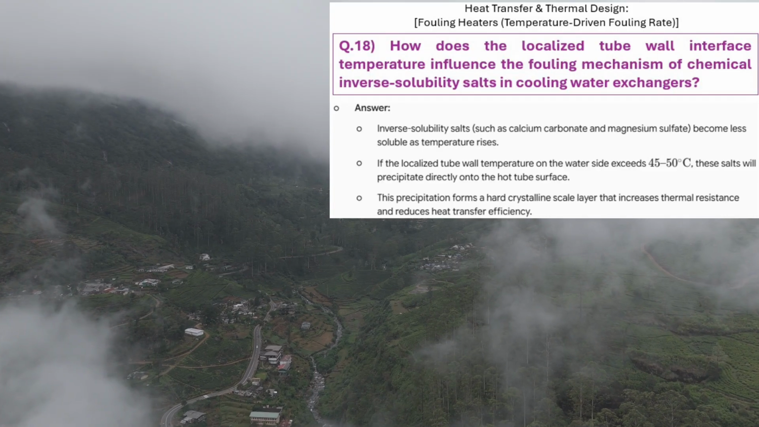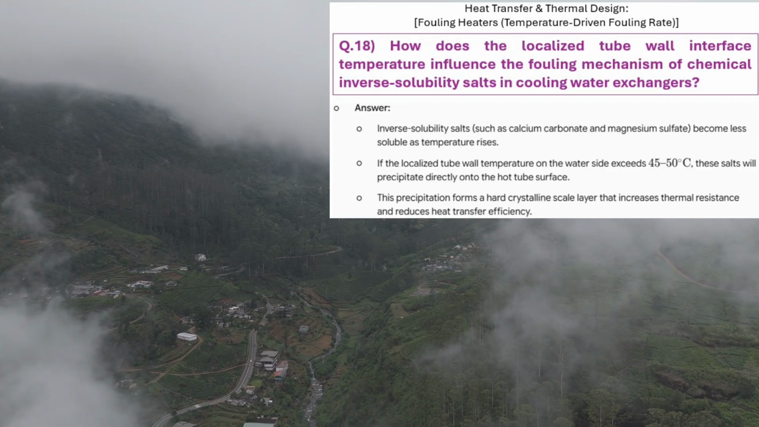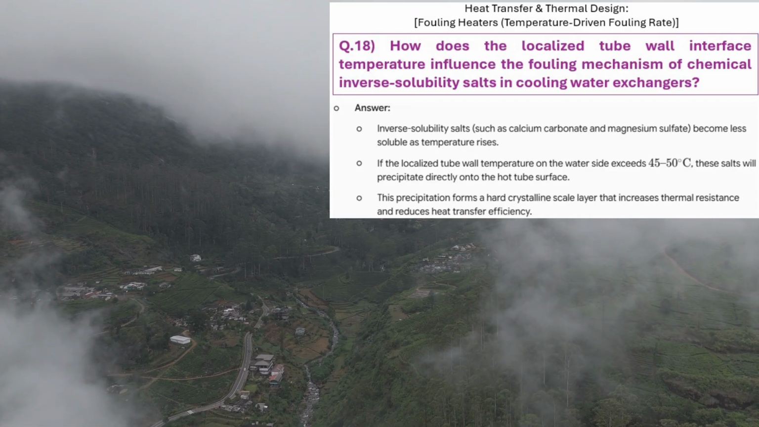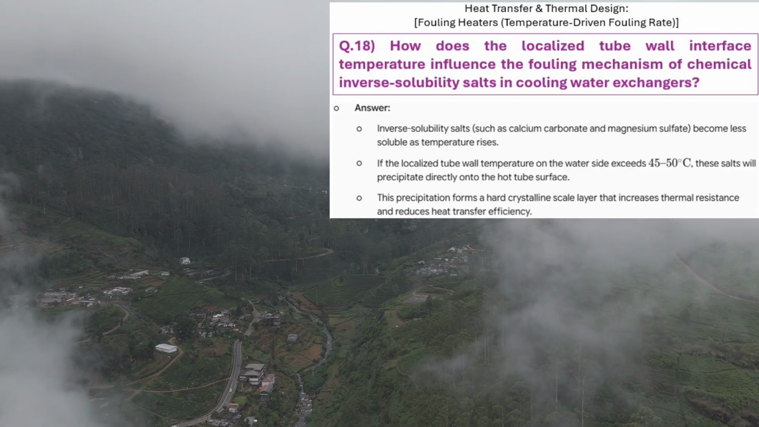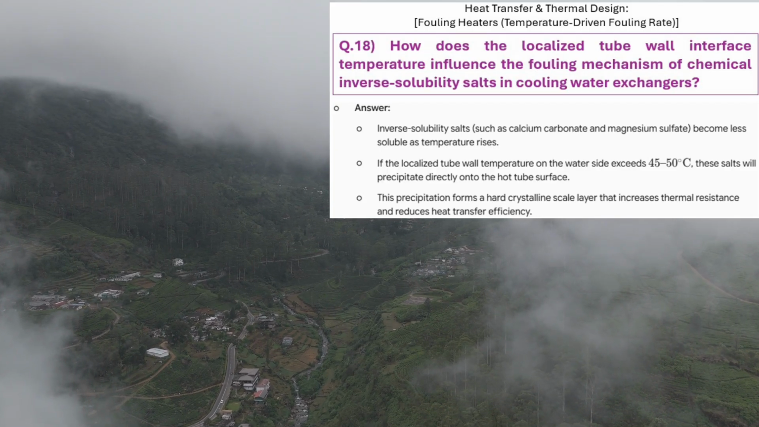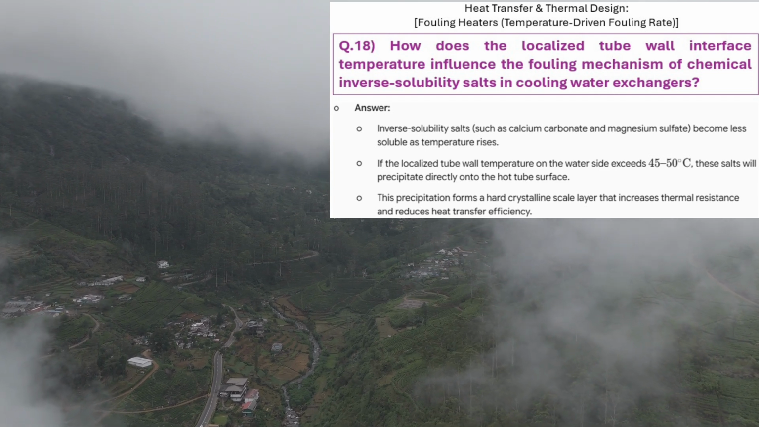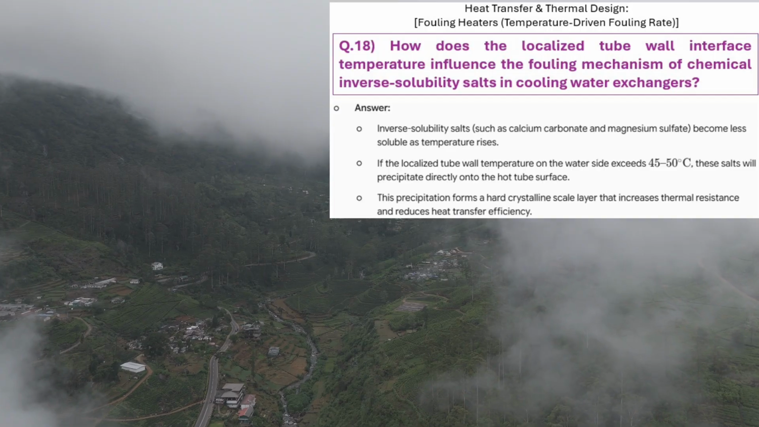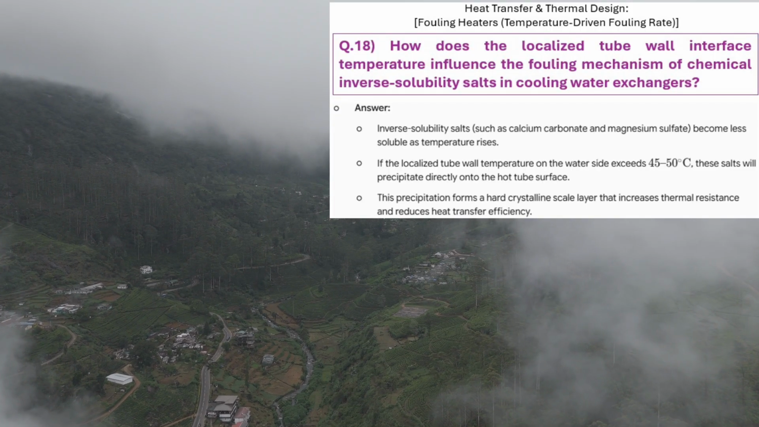If the opposing process fluid is extremely hot, intense conductive heat transfer drives the localized tube wall temperature past 45 or 50 degrees Celsius right at the microscopic boundary layer, breaching the chemical solubility threshold locally. The dissolved salts instantly precipitate directly out of solution and bond onto the hot metallic tube surface, forming a hard crystalline scale layer that actively chokes off heat transfer.